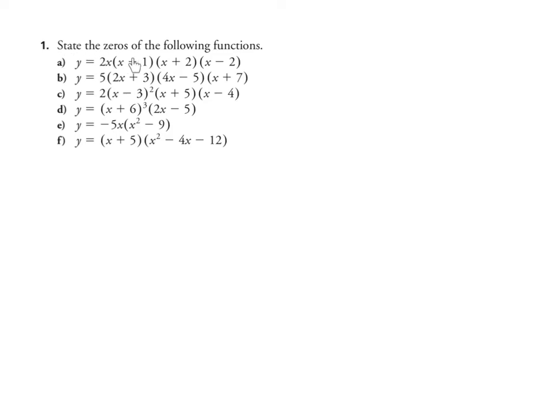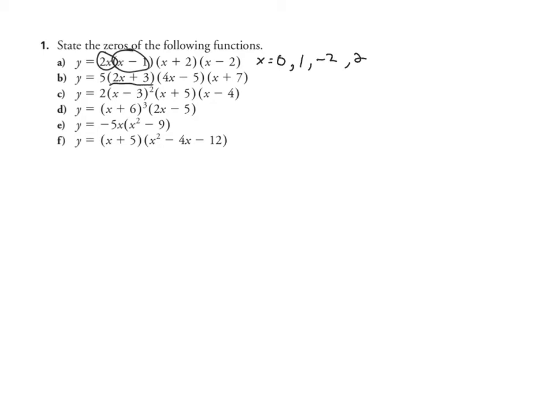Alright, state the zeros of the following functions. Y equals 2x, x minus 1, x plus 2, x minus 2. Okay, well the zeros are easy. To make this 0, x would have to equal 0 because of this part. 1, negative 2, or 2. Done.